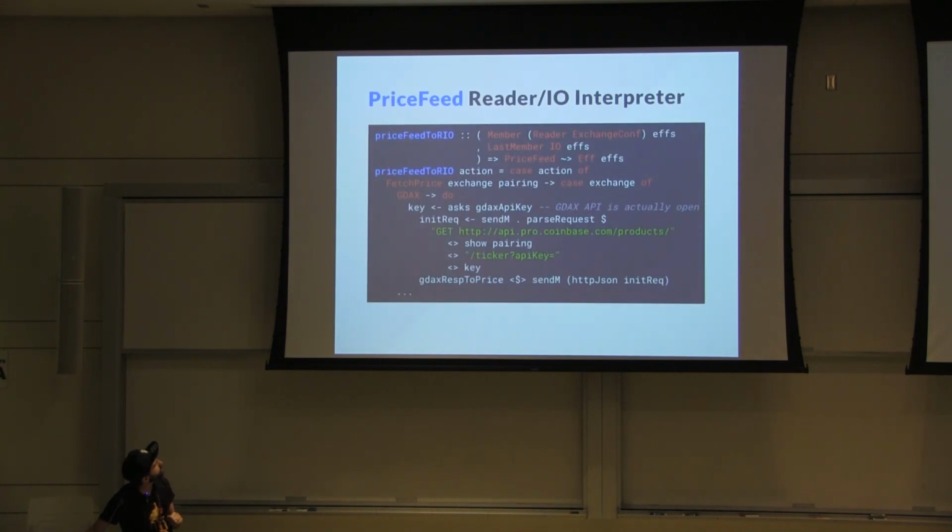So an interpreter into reader over IO will look like this transformation between price feed and EFFs, where as long as we can read out the exchange configuration and as long as we can do IO somewhere in there, or really at the bottom, then we can do the rest of this. So we might ask to get the GDAX API key out of our environment, do some regular old IO code from HTTP, and extract out the result. This part should seem relatively familiar. This might be code that you would write if you were just writing directly into IO.